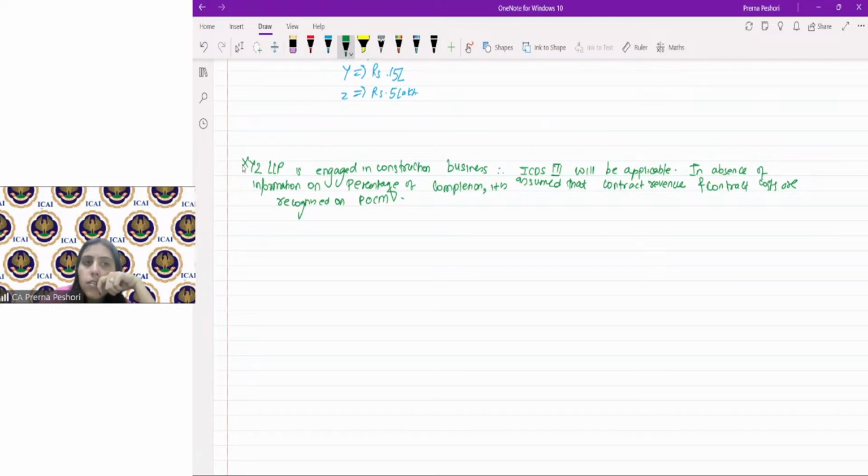Are we clear? The general cost will not be recognized on percentage of completion. Only the contract revenue and contract cost are. The general costs or the other income are recognized as per the commercial principles of accounting. So other cost and income would be recognized on accrual basis as per commercial principles of accounting.